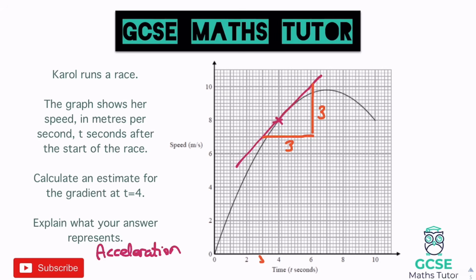So in this case, I've got a rise over run, or a change in y over change in x. I've got 3 divided by 3, 3 over 3, and that gives me an answer of 1. There you go, metre per second squared. Right, there we go. So there is an answer for this one here.